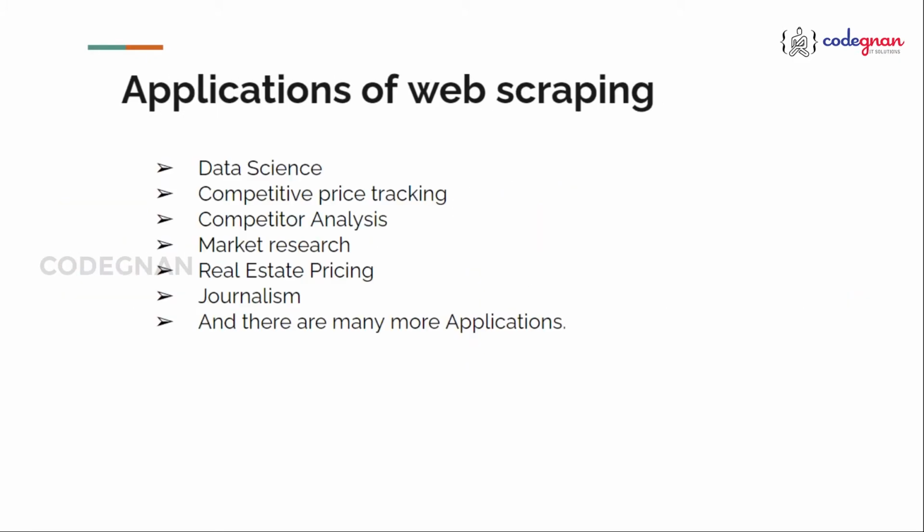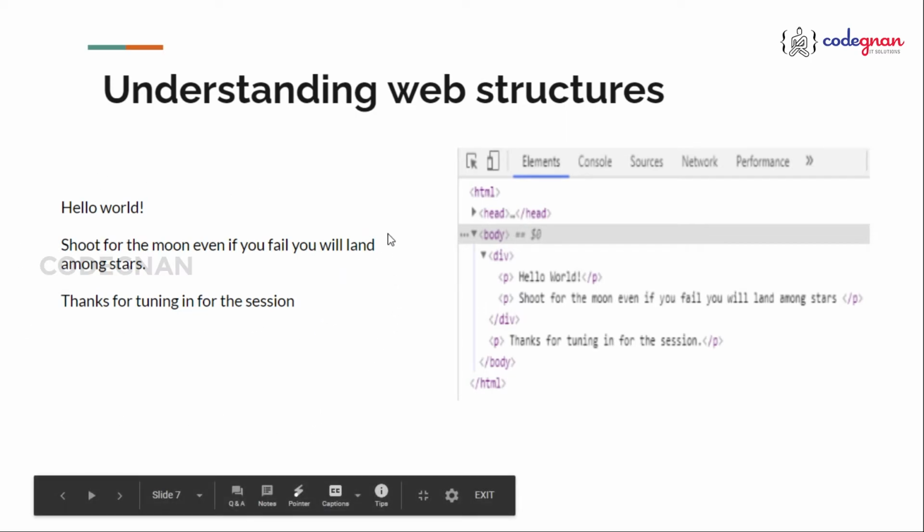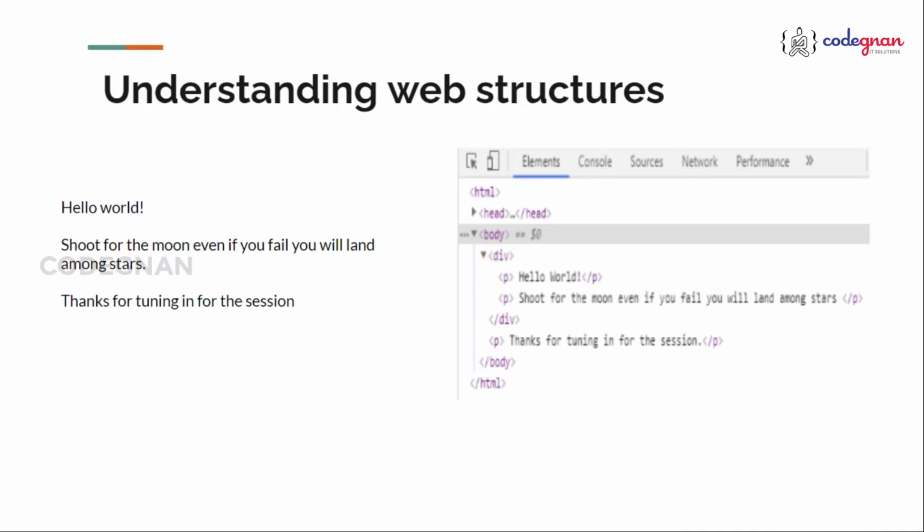Now, you need to understand the basic web structure first to be able to extract any information from a website. So here, let's say this is our information that is present on our website. We have hello world, shoot for the moon, even if you fail, you will land among the stars, and thanks for tuning in for the session. So this is the information that is there on the website. Now, in order to extract this information, you need to know the source code and the different tags through which you can extract this data.